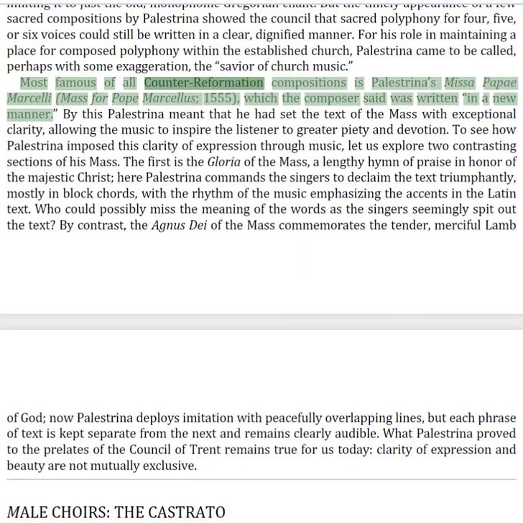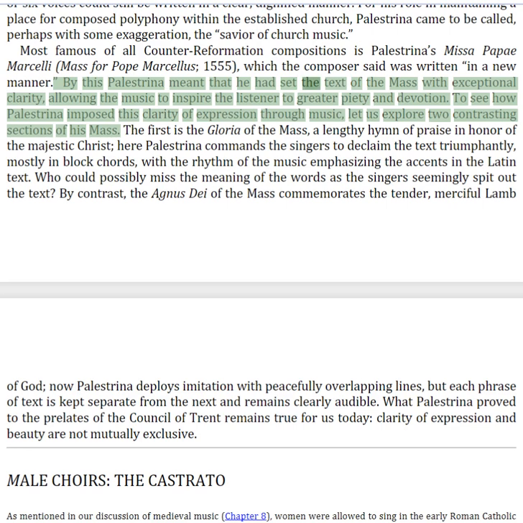Most famous of all Counter-Reformation compositions is Palestrina's Missa Papae Marcelli, which the composer said was written in a new manner. By this, Palestrina meant that he had set the text of the Mass with exceptional clarity, allowing the music to inspire the listener to greater piety and devotion. To see how Palestrina imposed this clarity of expression through music, let us explore two contrasting sections of his Mass.